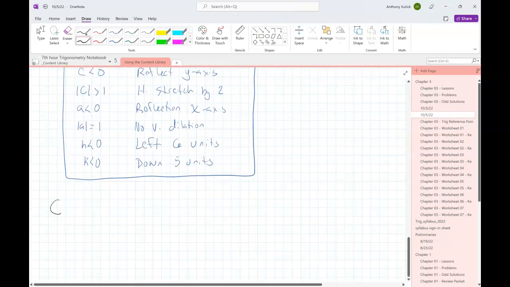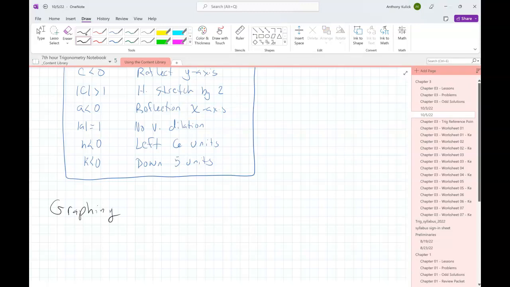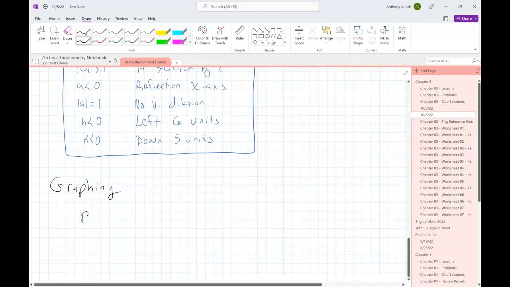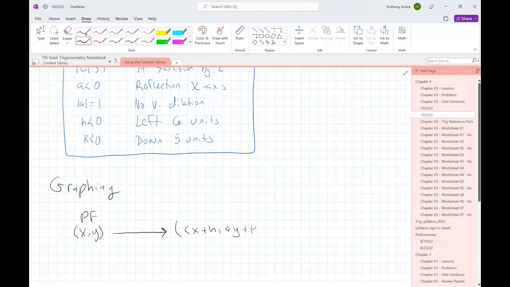Let's talk about graphing then. That was the other thing we had talked about last time. So when we graphed, what we did is we took some points from the parent function and we transformed them into points in the resultant function by using this map. The question becomes, what points from the parent function do I want to use?